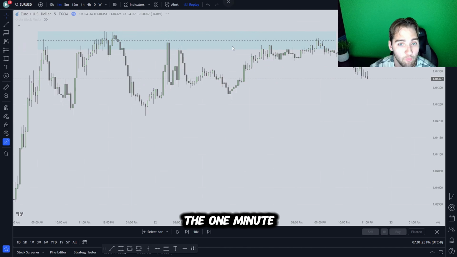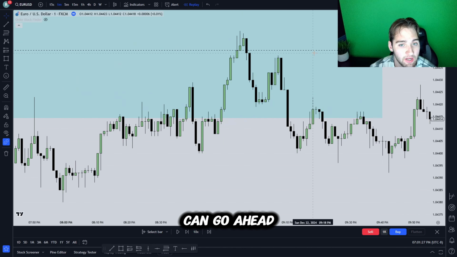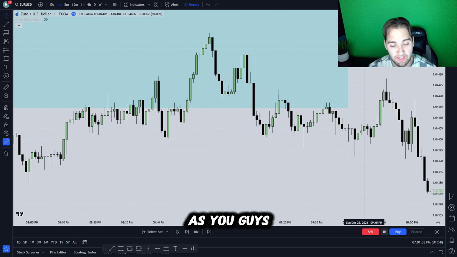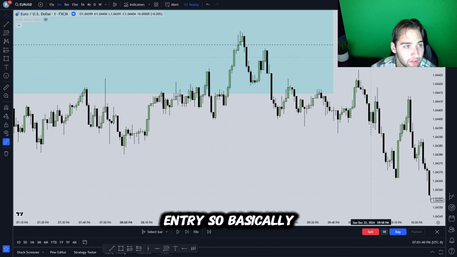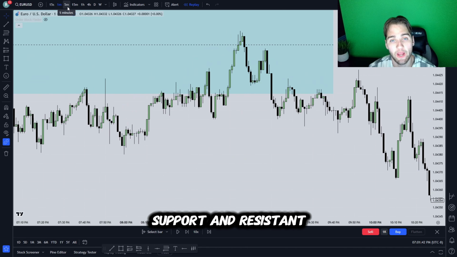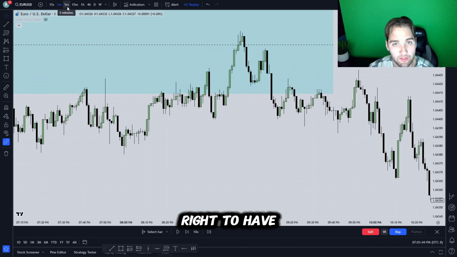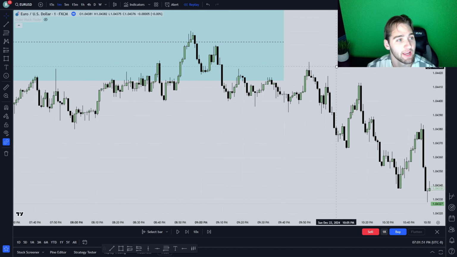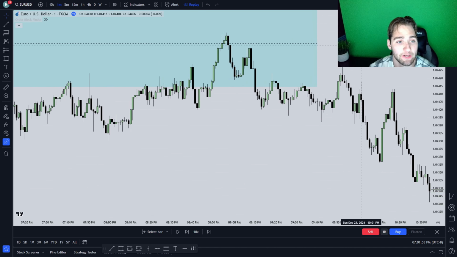For example, the 1 minute, and then you can go ahead and place a short position with a fair value gap. So right here will be a nice little fair value gap. Boom. Comes in, comes down out of that area, as you guys could see, and there's your entry. So basically, we're using the support and resistance zones to have a bias in the market, to go on a lower time frame to actually place an entry for your trading. And this will help you trading a lot.